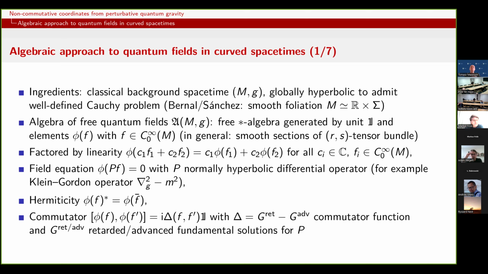Okay, so a value of a distribution of two variables. It's a bi-distribution, yes. Okay, very good. So then this is the algebra of free quantum fields. It's the free algebra factored by all these relations.